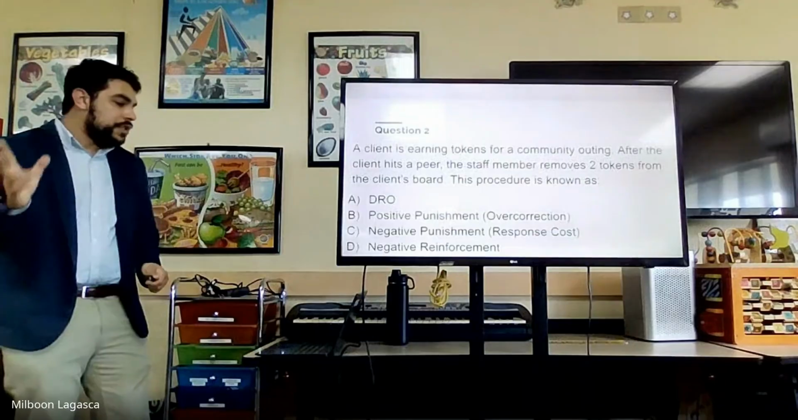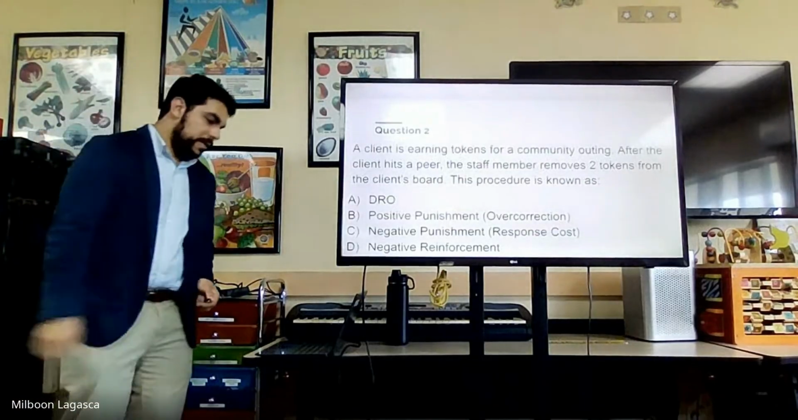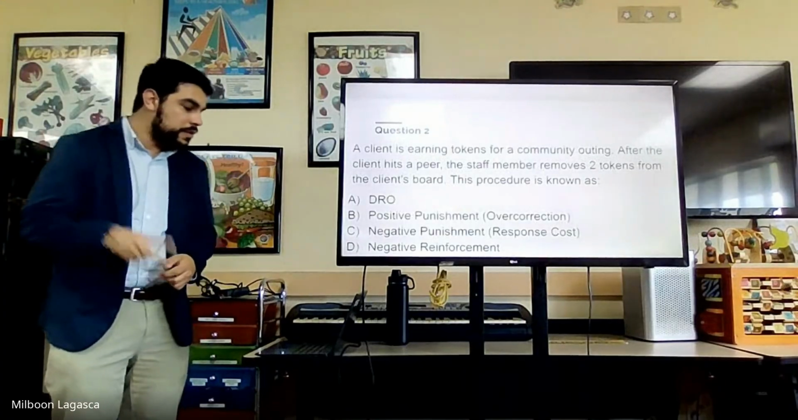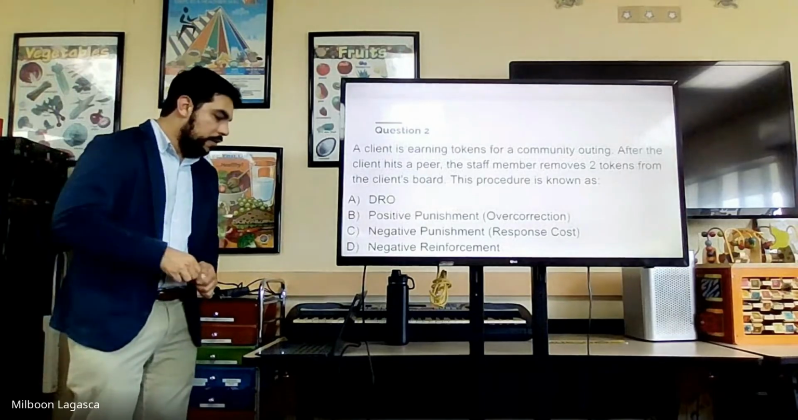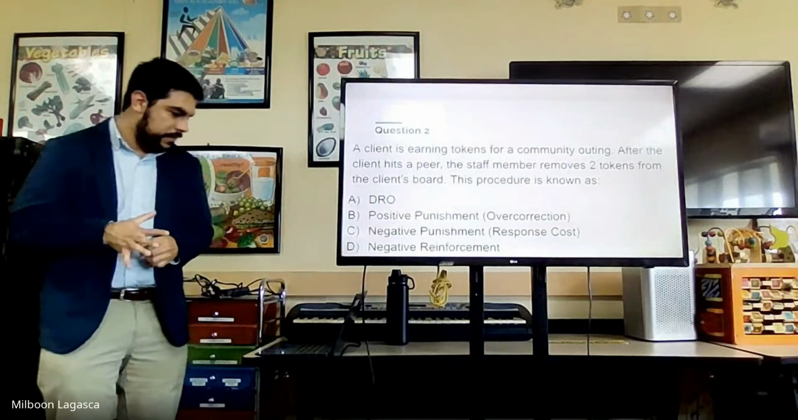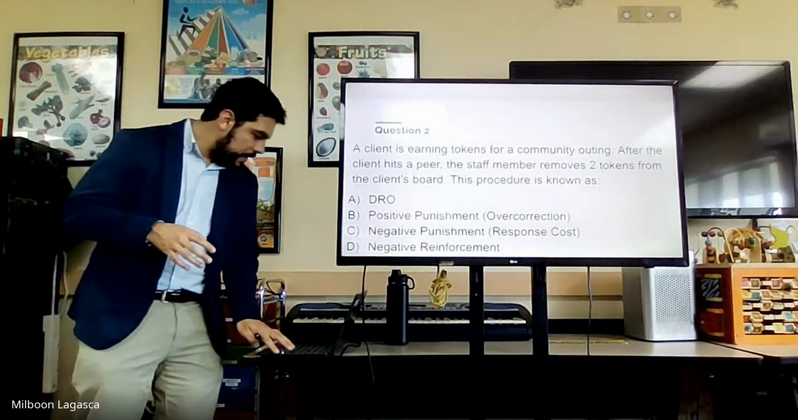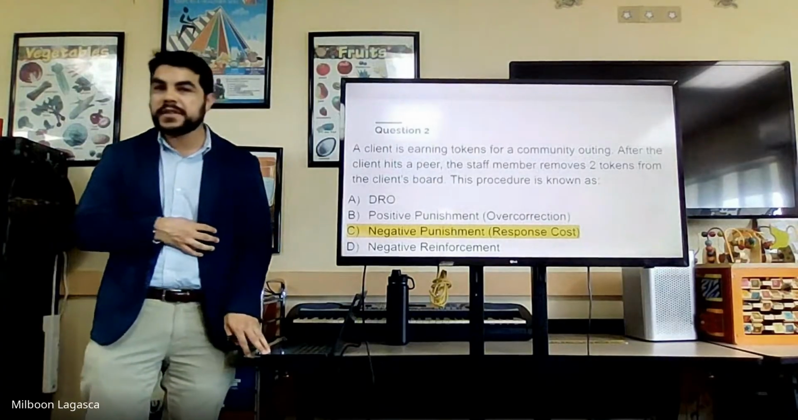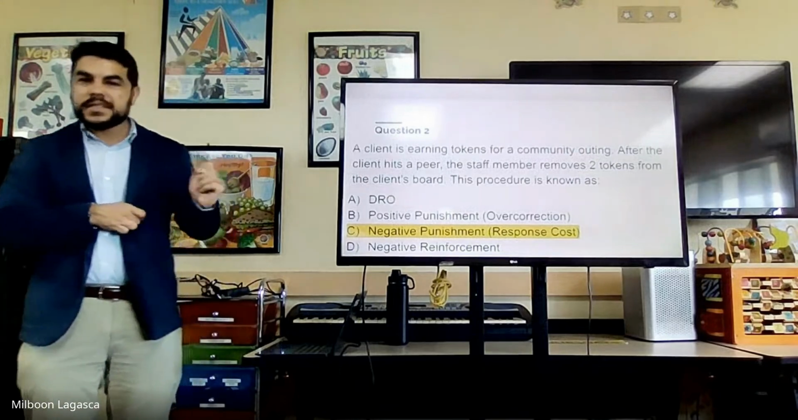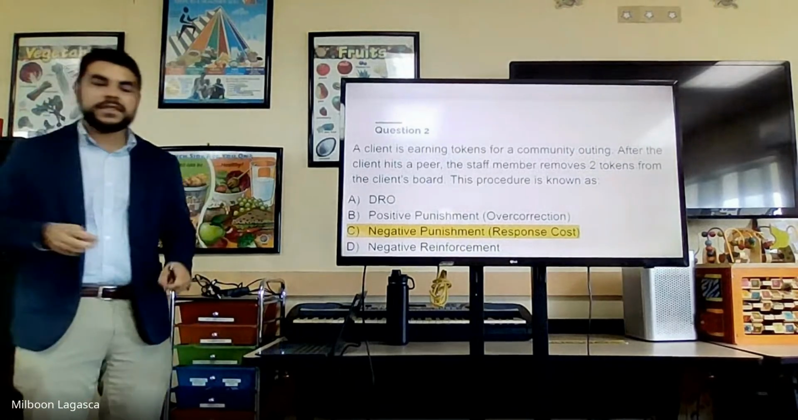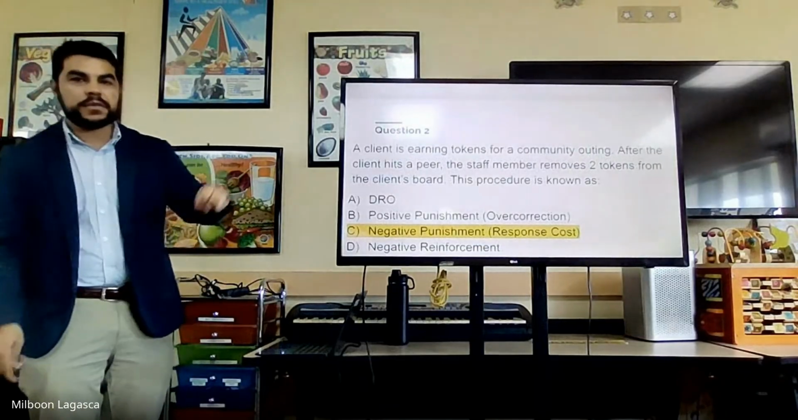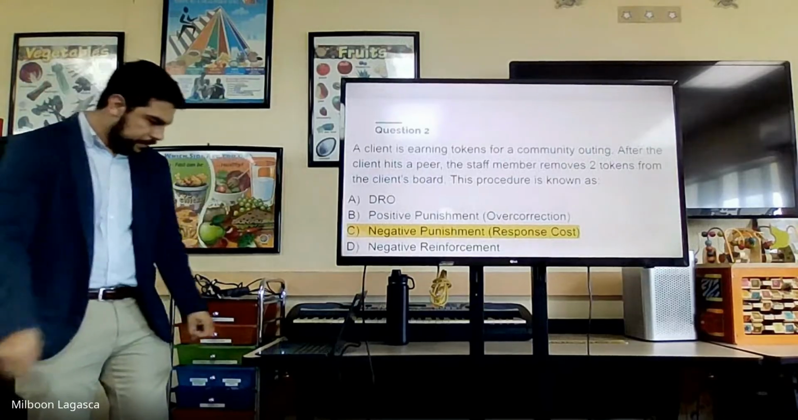A client is earning tokens for a community outing. After the client hits a peer, you then remove 2 tokens from their board. What is this procedure? Negative punishment. Yes, this is a response cost. Again, think about a speeding ticket. You did something against the rules. So in order to deter you from doing that again, there's going to be something desirable removed from you.